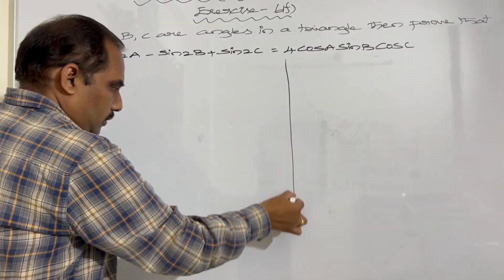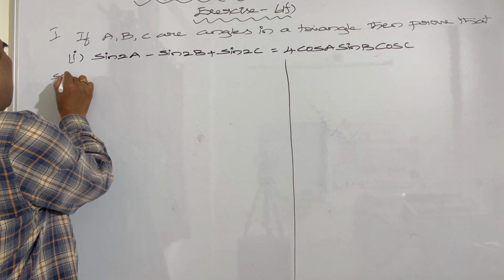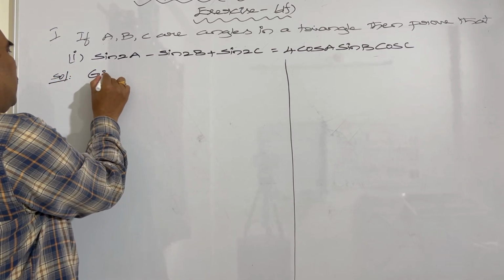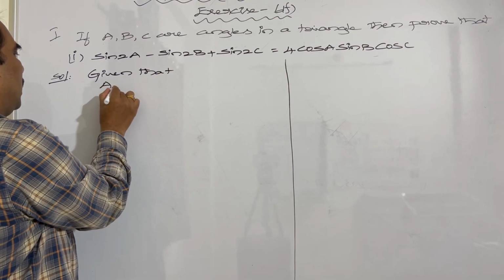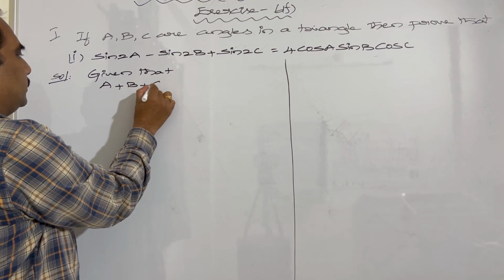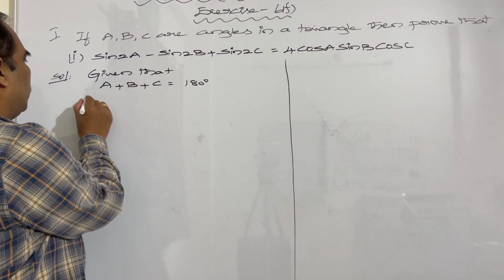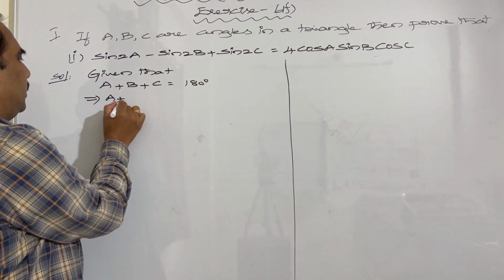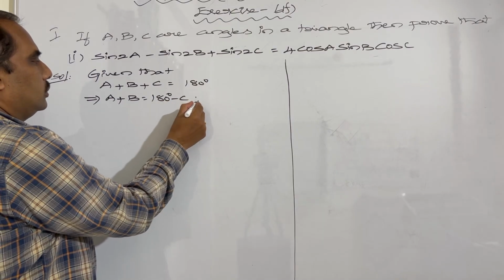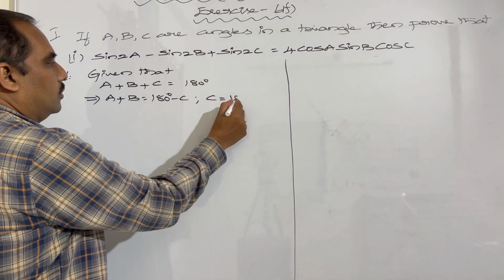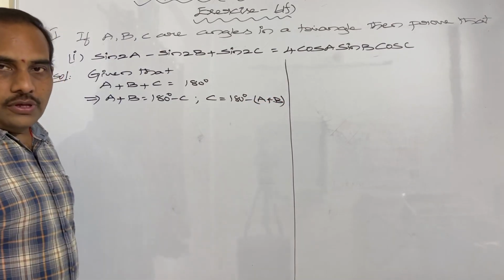See how to prove this. Here A, B, C are angles in a triangle. Given that, we know that the sum of the angles A plus B plus C is equal to 180 degrees. So from this we can write A plus B is equal to 180 minus C, and also we can write C is equal to 180 minus of A plus B.